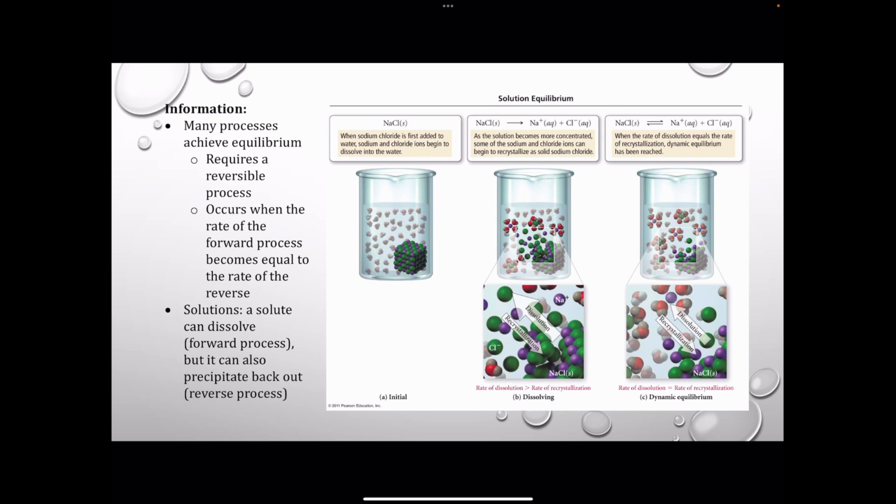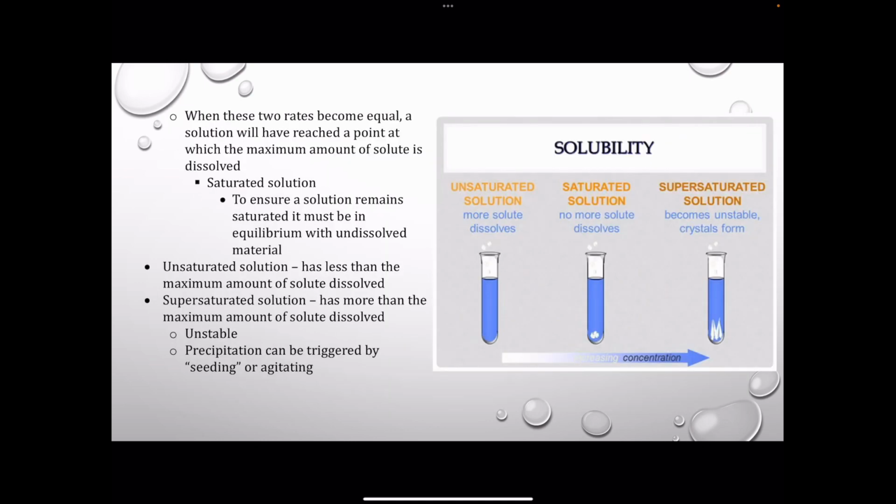Now, as the solution becomes more concentrated, some of the sodium and chloride ions can begin to recrystallize as solid sodium chloride. So that's where we get our two processes. Sodium chloride is dissolving, but it can also precipitate back out. When the rate of that dissolution equals the rate of the recrystallization, we get what we call a dynamic equilibrium. Both are occurring at the same rate, and we see no changes. We don't get additional material dissolved, we don't get additional material precipitated back out.